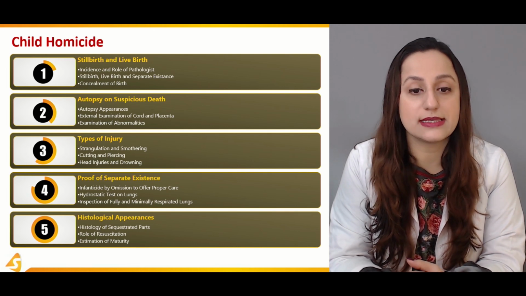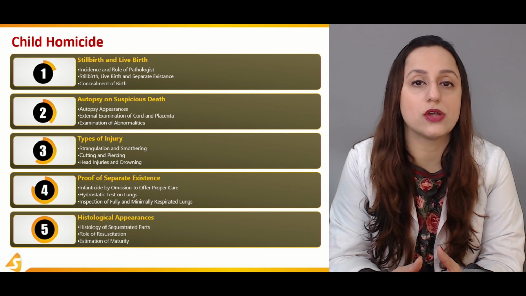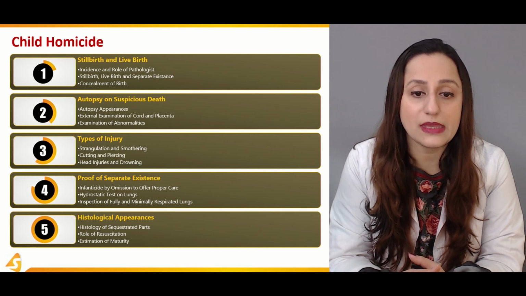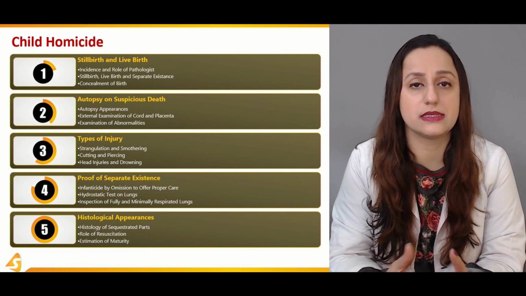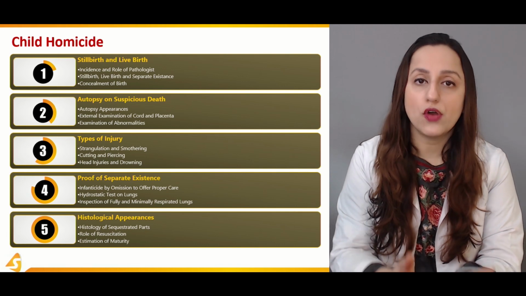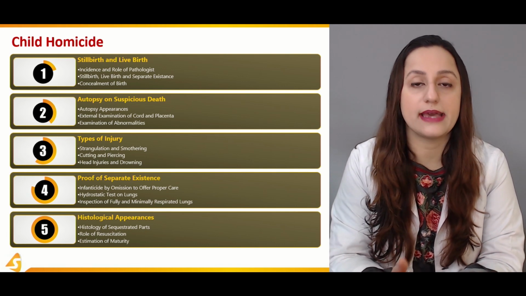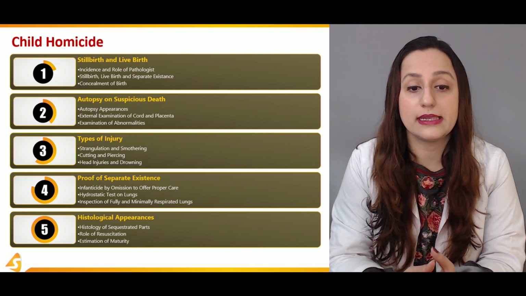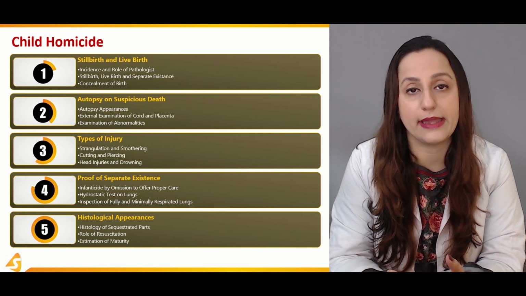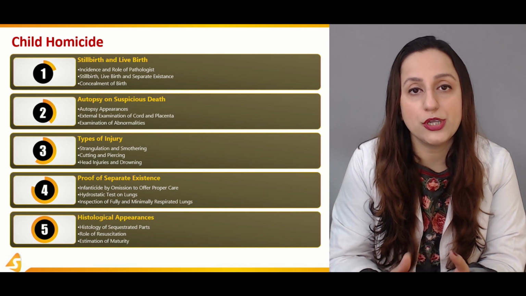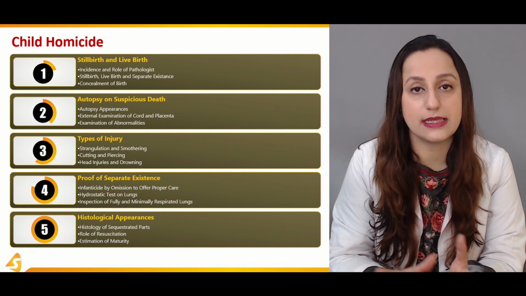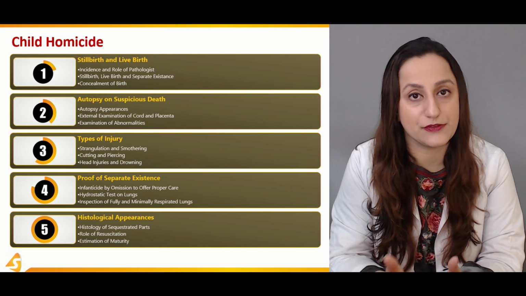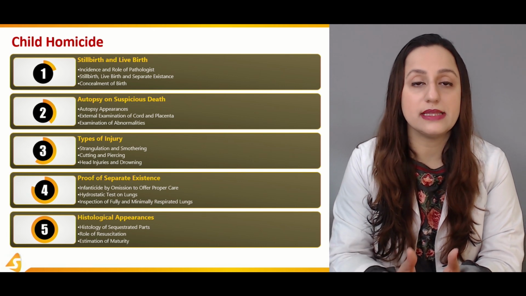Moving on to the second section, we'll be discussing the autopsy on suspicious death. The autopsy appearances are discussed mainly over here for the dead birth or the stillbirth as well as the live birth of a baby, and then the external examination of cord and placenta. So how are you going to diagnose the stillbirth and differentiate it from a live birth? That is the mainstay over here.